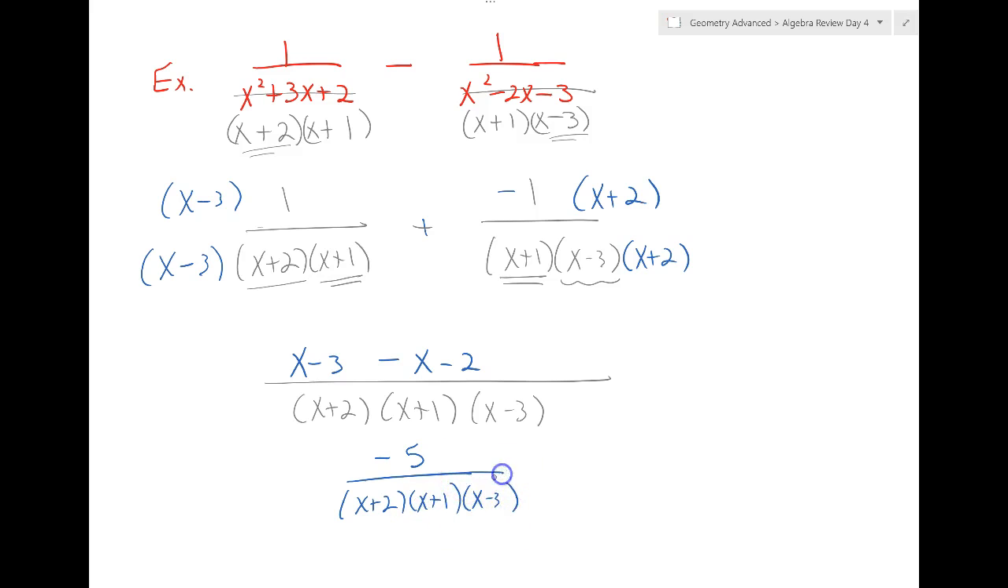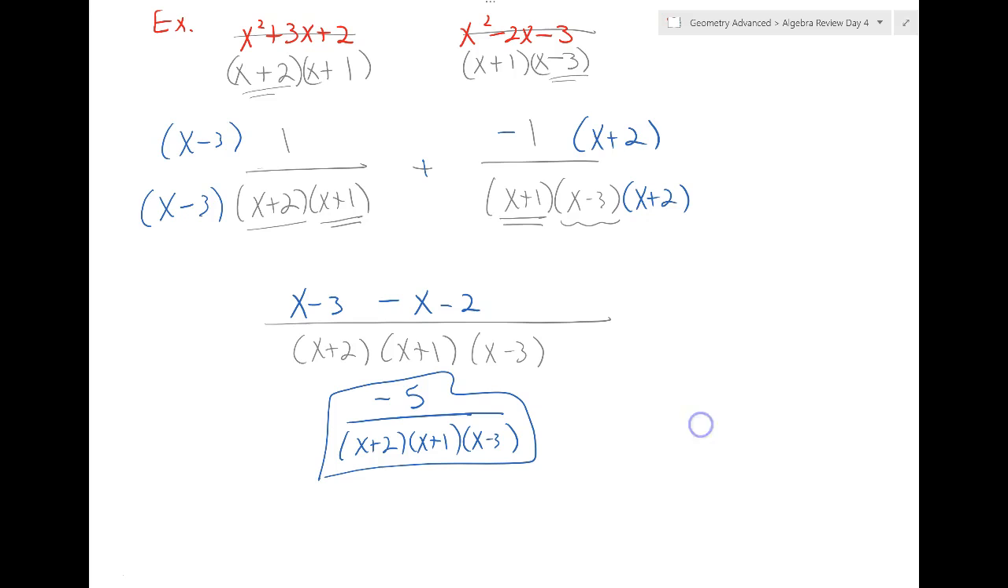Notice for all of these problems, I'm not taking the time to multiply them together, partly because you just don't need to. It's already in reduced form, and it's not going to accomplish what we need by multiplying it together. We're already in the reduced fraction.